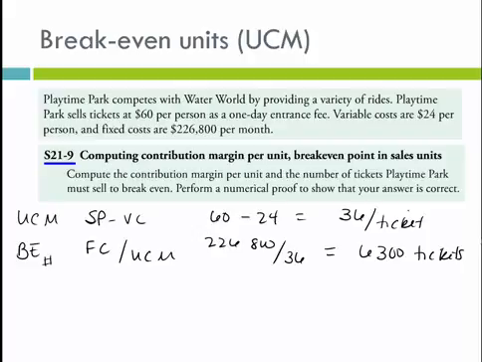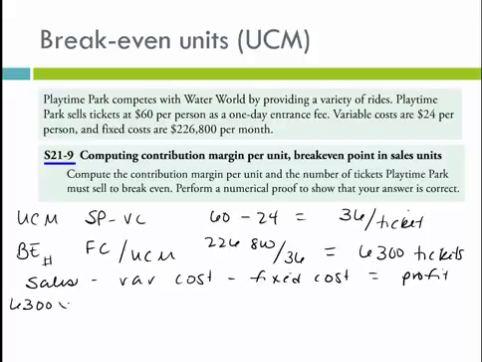Now, when they say a numerical proof, what that really means is we'll just put that into sales minus variable cost minus fixed costs equals their profit or their operating income. And so let's plug 6,300 tickets in. The sales revenue would be 6,300 tickets times $60. The variable cost would be 6,300 tickets times $24 each. And their fixed costs are $226,800. And we will see if we come out with a profit of 0, which would mean we'd be breaking even.